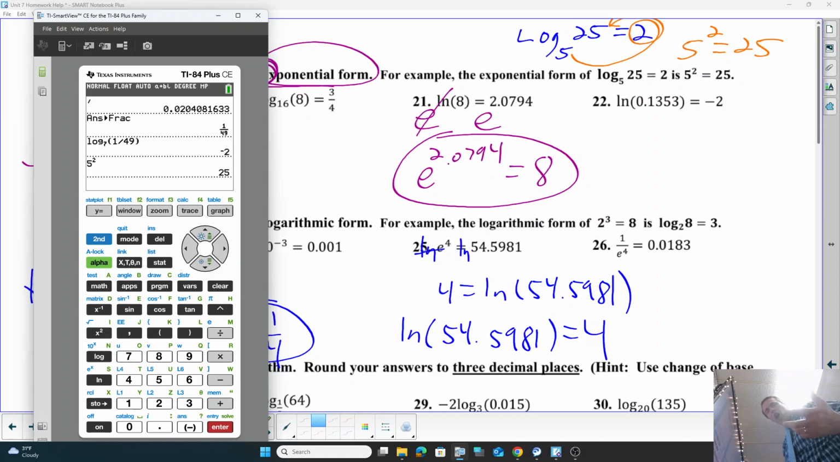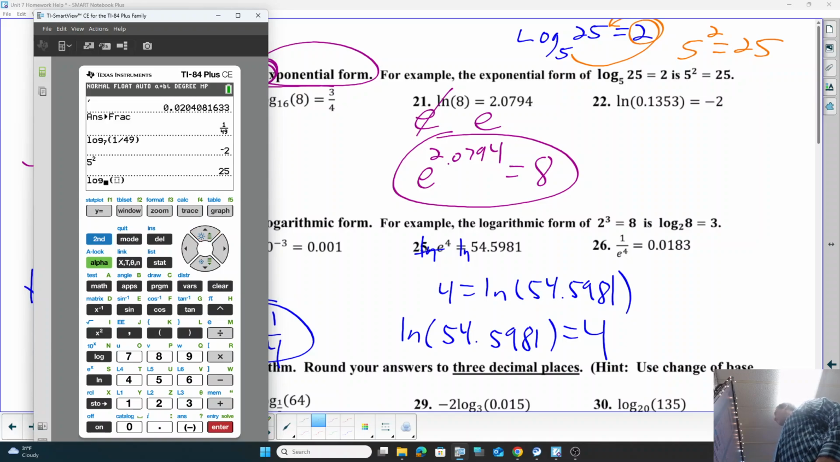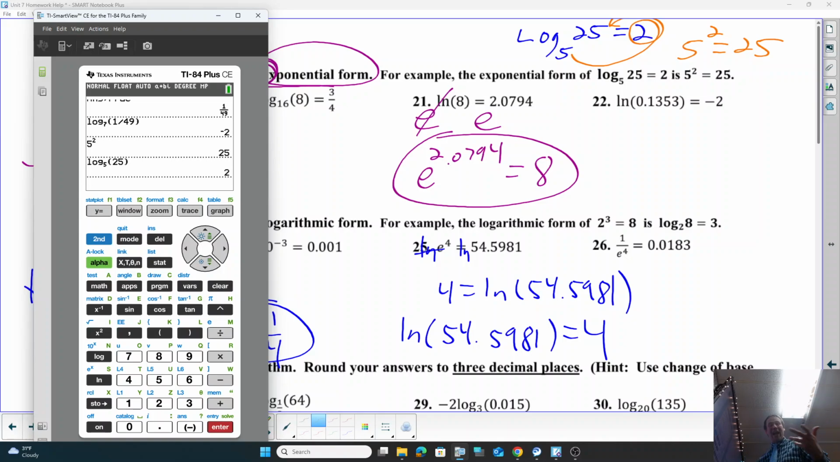And then what the logarithm is doing is trying to find that missing power. So if I went math button, and I did log base 5 of 25, then what the logarithm finds is the missing exponent. So 5 to what power is 25? And when you push enter, it says, oh, 5 squared is 25. So the missing exponent is 2, because 5 squared is 25.